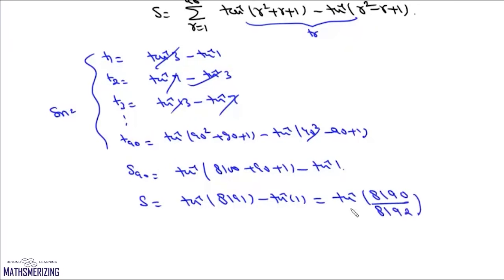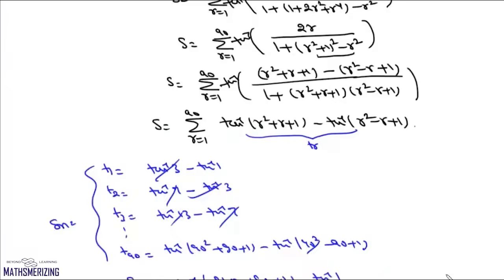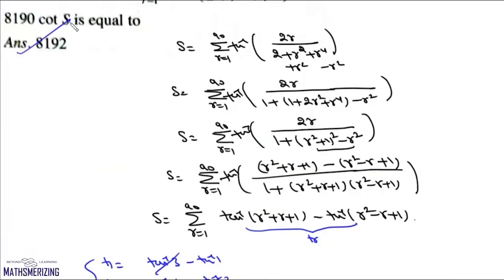8192. Now we'll take this 10 here, so we'll write 10s equals 8190 upon 8192. Now we need to find the value of 8190 cot s, and it'll be simply 8192. So the answer to this question will be 8192, and that is the answer to this question.